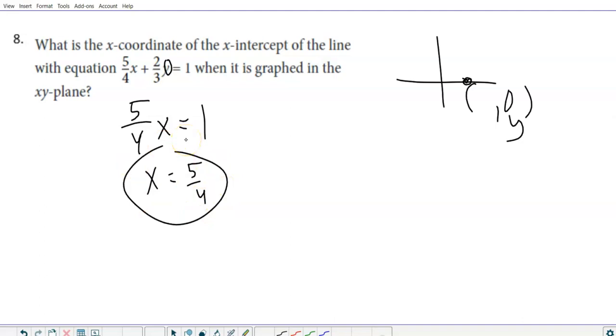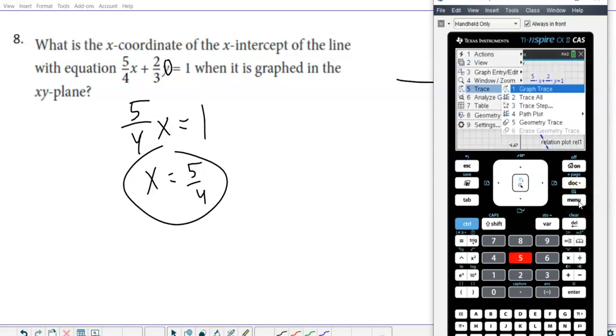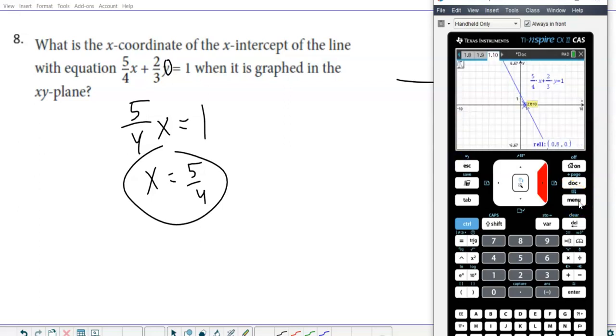There's no multiple choice here. You could also graph this, right? If you didn't know how to do this from your project, you might remember you can graph relations. Hit the delete side, relation, type in 5/4 x plus 2/3 y equals 1. It graphs it. And so if you want the x-intercept, you should be able to trace here. So menu, trace, 1.8.